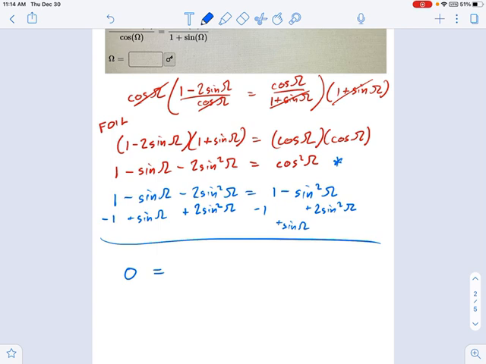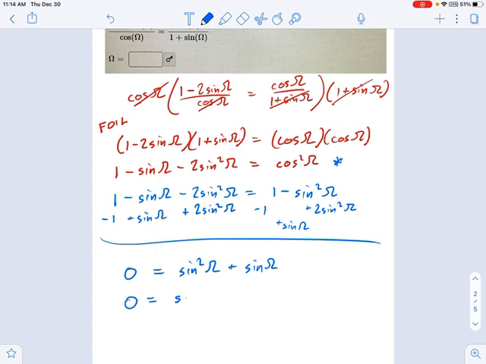Let's see. Hold on. Computer running out of batteries. We get, let's see, 1 minus 1 is 0 on those guys. And then we just have negative sine squared plus 2 sine squared. That's going to be a positive sine squared omega. And then I still have this guy, the plus sine omega. So that's where we get after combining all like terms.